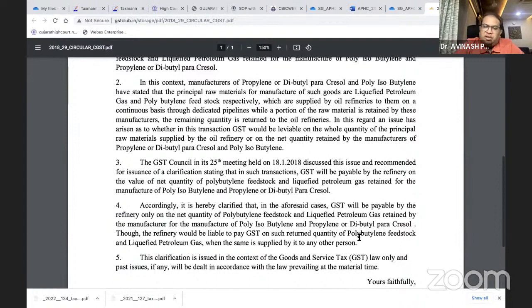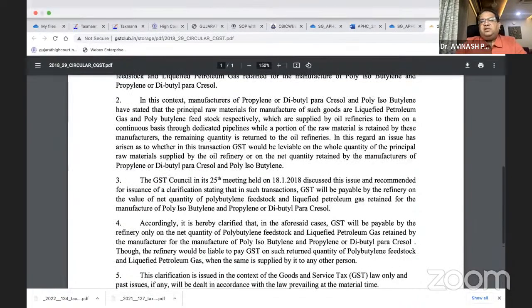Accordingly, it is hereby clarified that in the aforesaid cases, GST will be payable by the refinery only on the net quantity of polybutylene feedstock or liquefied petroleum gas retained by the manufacturers for the manufacture of polyisobutylene and propylene or dibutyl paracresol. Though the refinery would be liable to pay GST on such returned quantity of polybutylene feedstock and liquefied petroleum gas when the same is supplied by it to any other person. This is exactly what has been clarified in that particular case also.